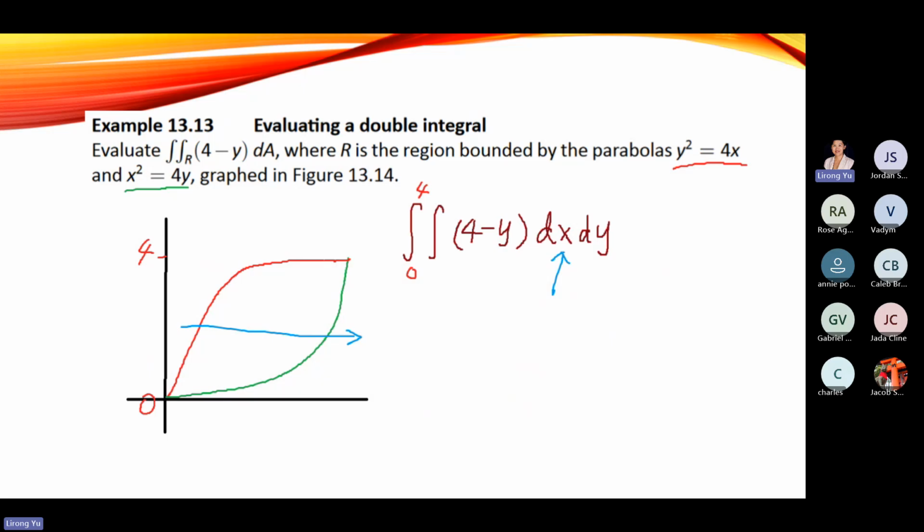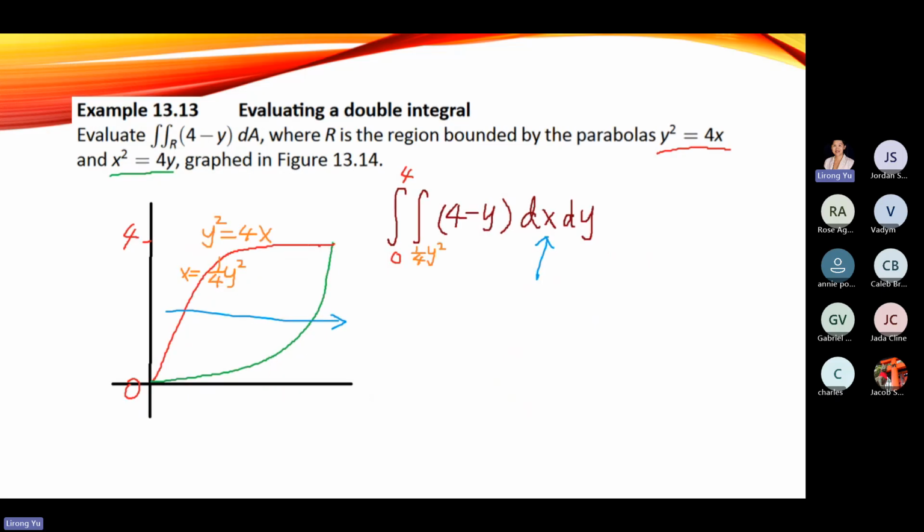So the number one limit we need to determine is the dy. So we have to have the lower boundary, upper boundary for the y value, which should be a number that we just found out. 0 to 4 is the boundary for y. And next is we need to find the boundary for the x value. We need to solve from these two curves. We need to solve the x value from them.